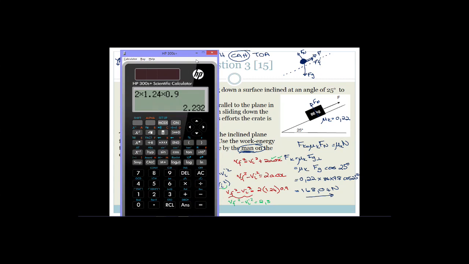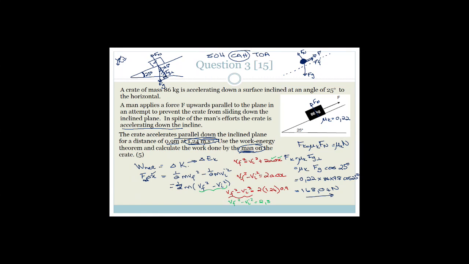Let me just check it again. 2.232. Oh, sorry, I don't know where my head is tonight. 2.232. Let's do that. And I'm not going to round off just yet, because then we'll get rounding error. So that would fit in here. Okay. So do you agree we could then work out our delta K? All right. Happy with that.